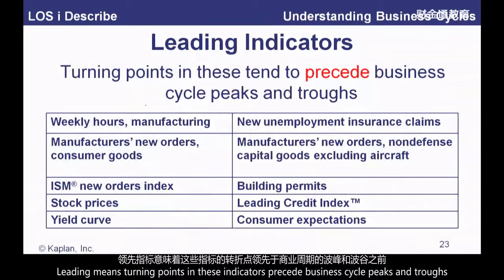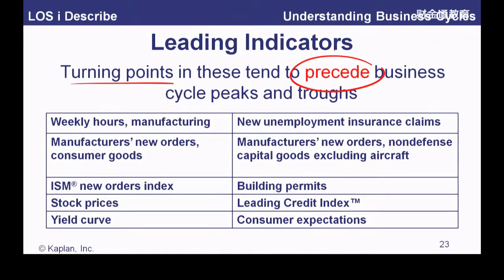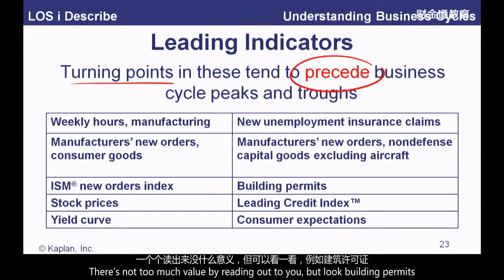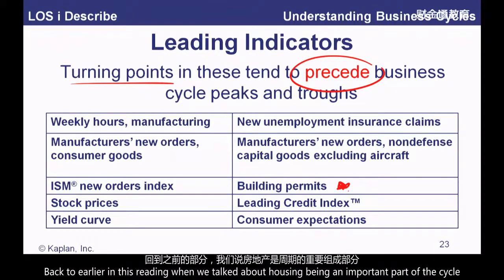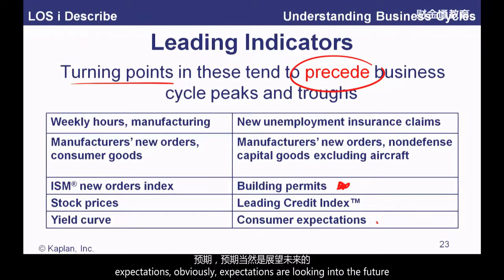Leading means turning points in these indicators precede business cycle peaks and troughs. So clearly, leading indicators are the most useful. So we have 1, 2, 3, 4, 5, 6, 7, 8, 9, 10 of them to learn. There they are. I can't add too much value by reading them out to you. But look, building permits ties back to earlier in this reading where we talked about housing being an important part of the cycle. So that ties in. It's quite nice. Expectations, obviously. Expectations are looking into the future, so you would expect that to be a leading indicator.